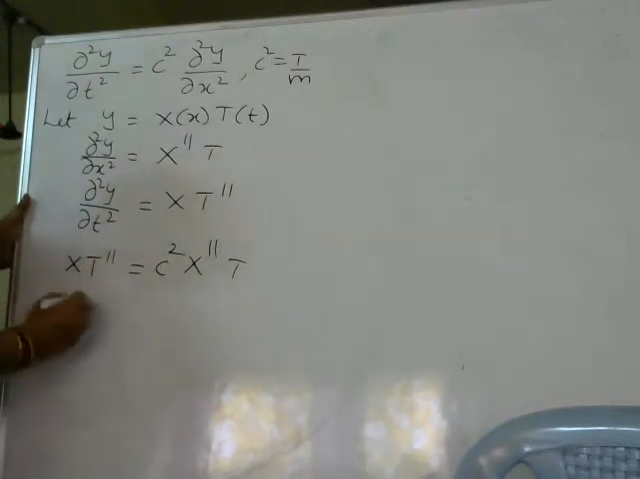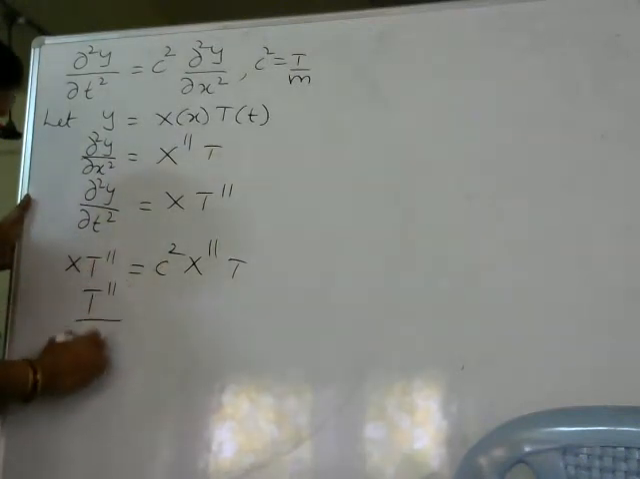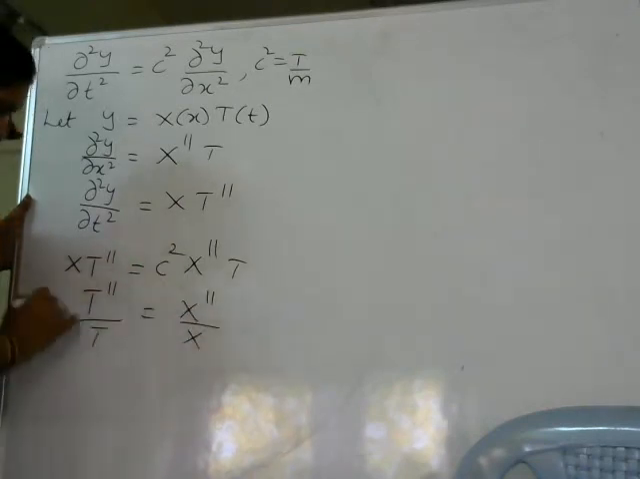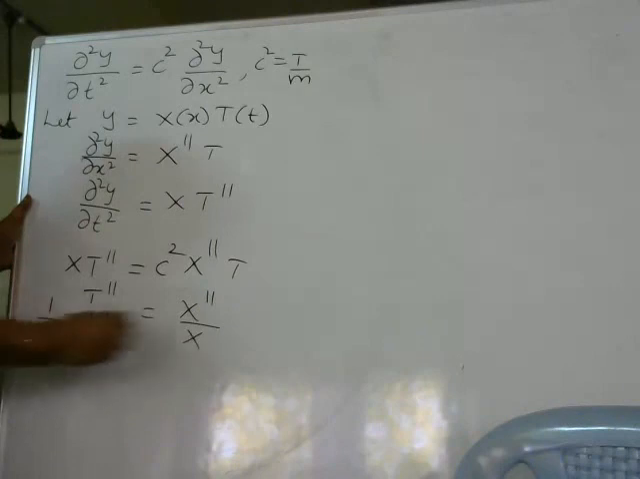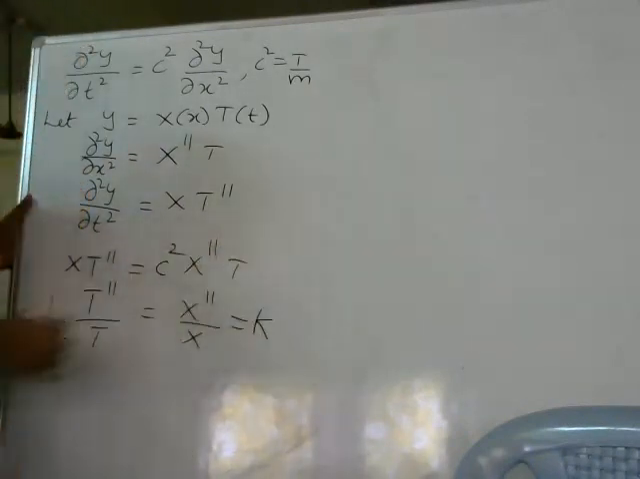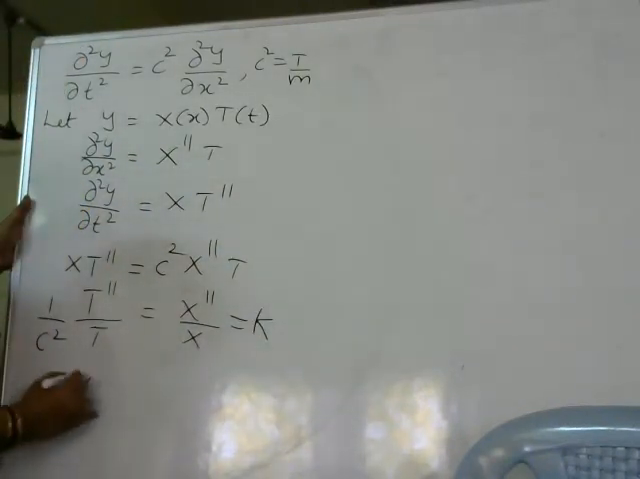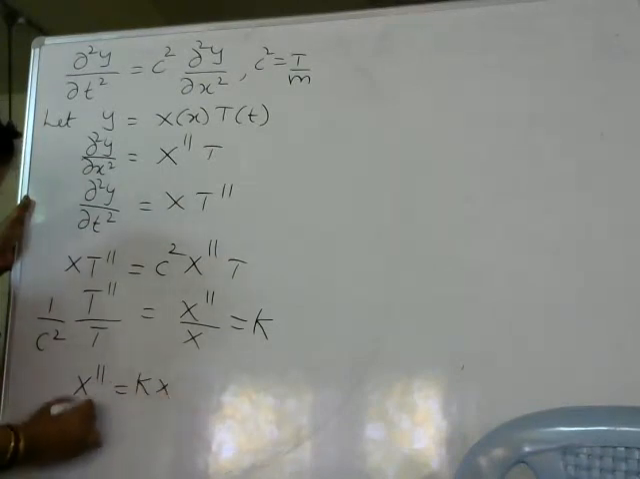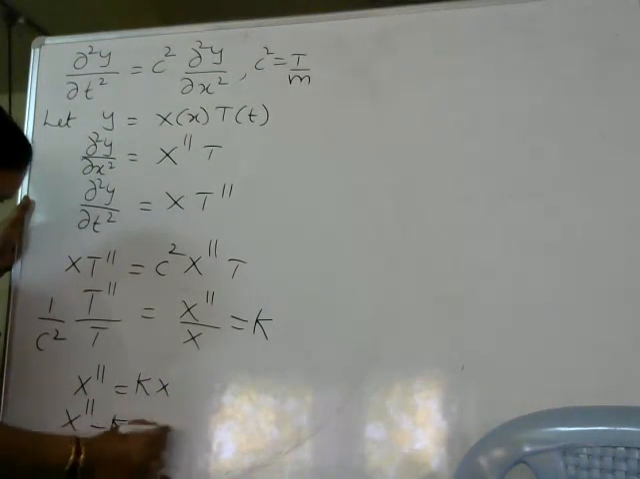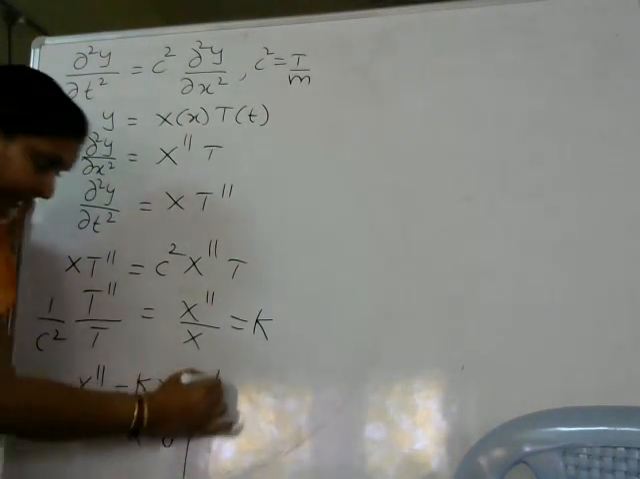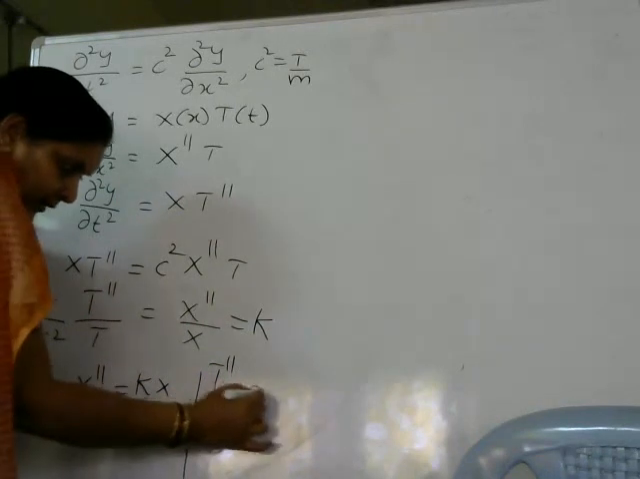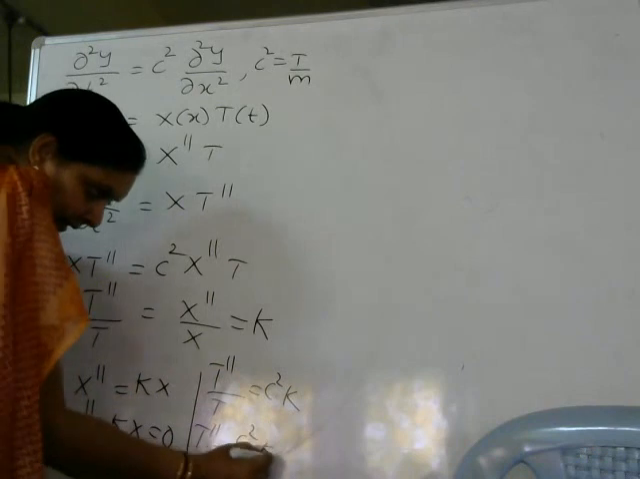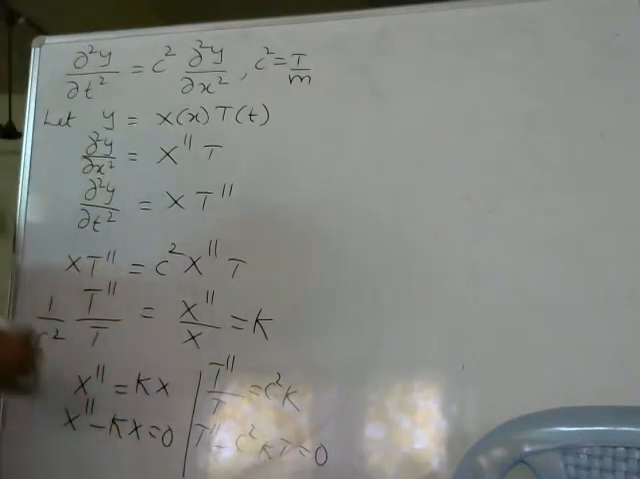So this will become now t''/t is equal to x''/x. We have c². I will bring this c² to the t function, is equal to capital K. So what are the equations we have over here? x'' is equal to kx, or x'' minus kx is equal to 0. Similarly, t''/t is equal to c²k, or t'' minus c²kt is equal to 0. So we got two values.